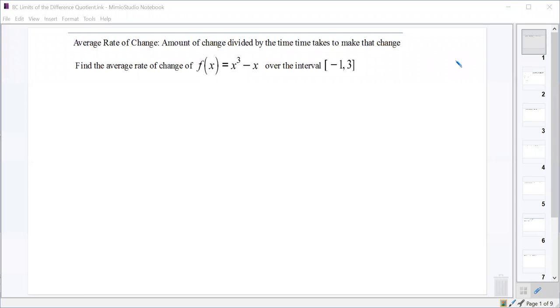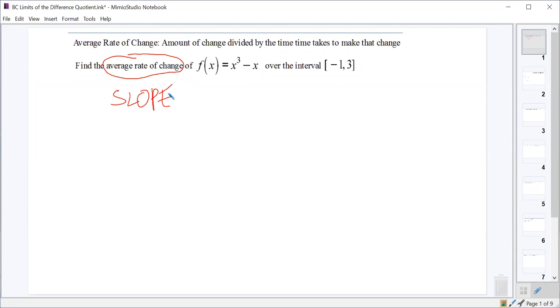So before we talk about derivatives, we got to talk about what is average rate of change. This is the most important thing to all of calculus, is average rate of change. What is it? Average rate of change is just the slope, right? Everybody's good with that? Average rate of change is just the slope? Yes, sir. All right, perfect.